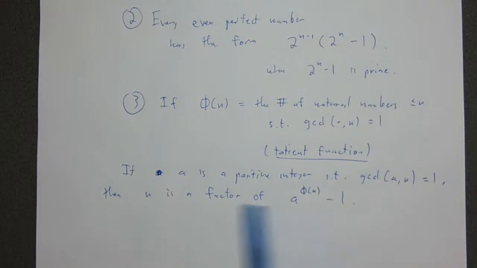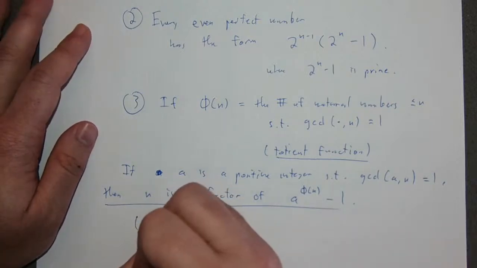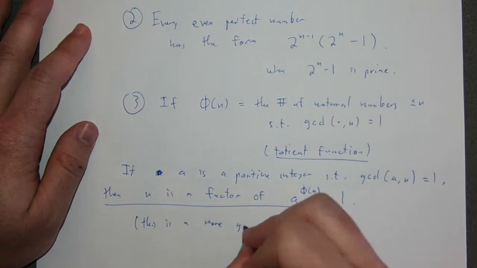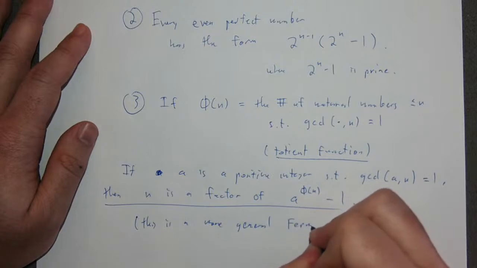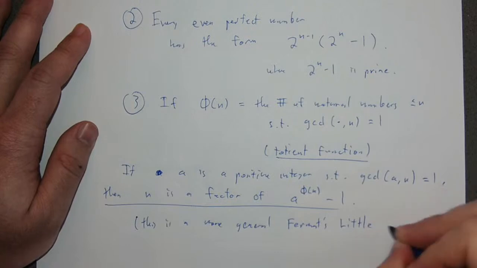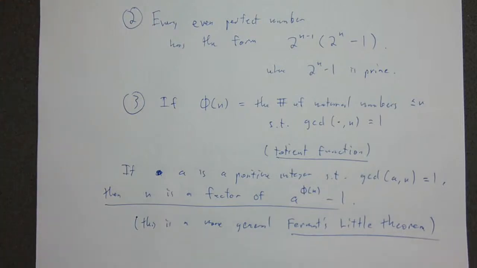Where have you seen a statement kind of similar to this? This is a more general statement that includes Fermat's little theorem, which I stated before. So Fermat's little theorem is the special case when n is prime.